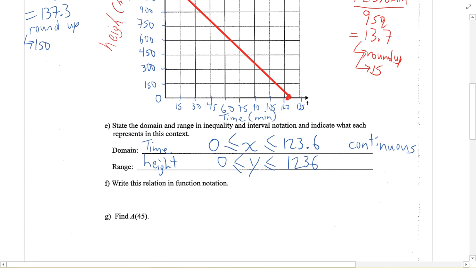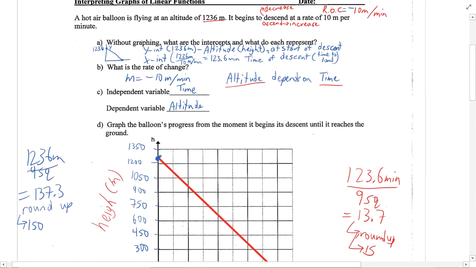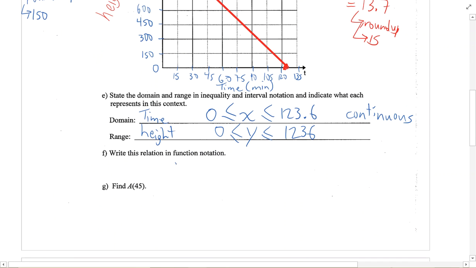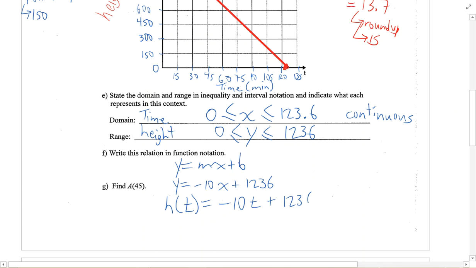Now, in function notation, you guys remember how to do that? It's been a while since we did that. We take our equation, okay? And so we're going to say the height, let's go y equals mx plus b. And so y equals negative 10x plus 1236. So that's our y-intercept and our rate of change or slope. So instead of y, we're going to write the letter h or altitude, whatever you'd like to use, of x equals, and it's not x we're using, we're going to use t. So negative 10t plus 1236.